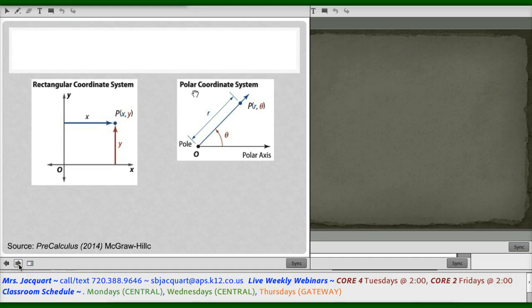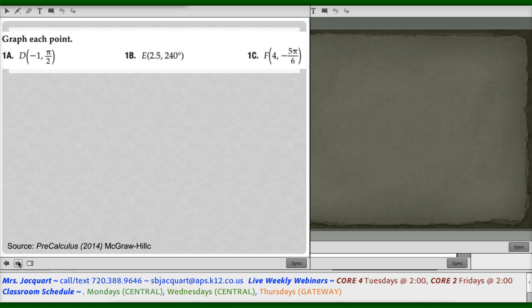Okay, so this is what we're going to be looking at: the difference of these two. X comma y versus r comma theta. R being the radius or the distance away from the origin, and theta being this angle, the angle from the initial side.